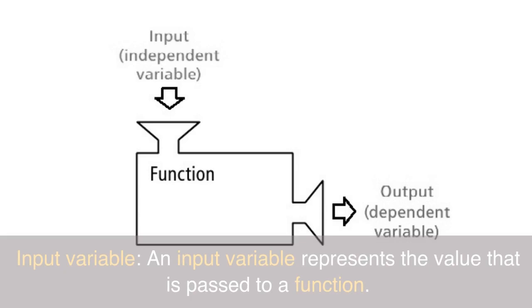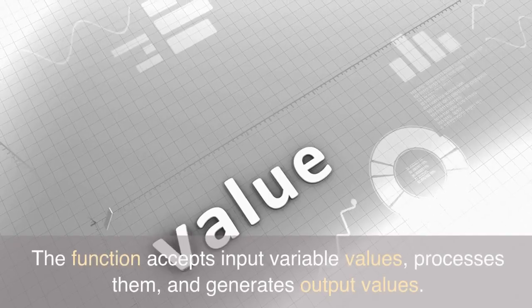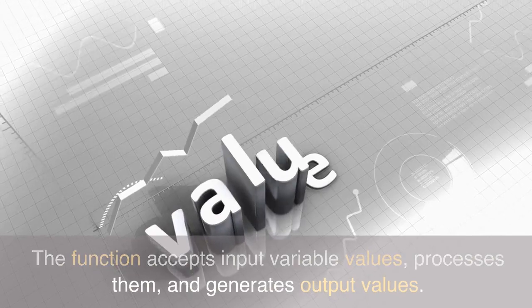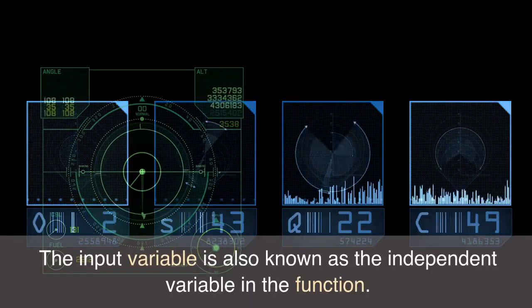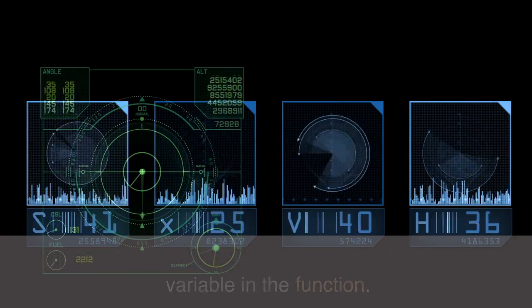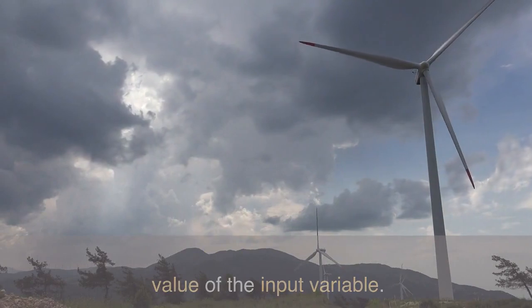Input variable. An input variable represents the value that is passed to a function. The function accepts input variable values, processes them, and generates output values. The input variable is also known as the independent variable in the function. The behavior of the function can vary depending on the value of the input variable.